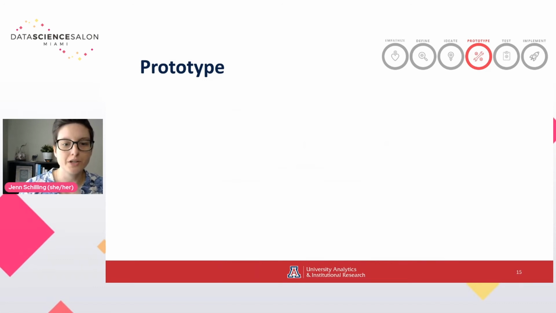A few things to consider in your prototype from user interface design principles. You want to organize the information to guide the user through the data. So people usually scan horizontally across a page and then down. So again, you want to put your most important information in the top left.